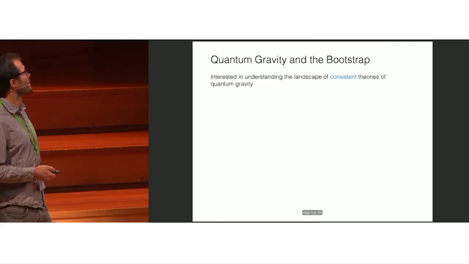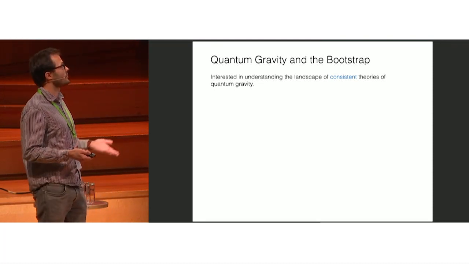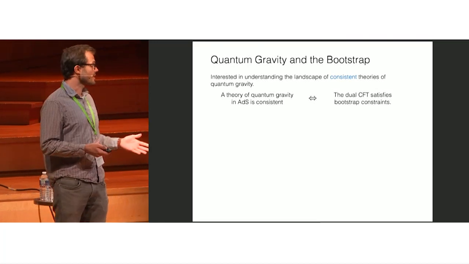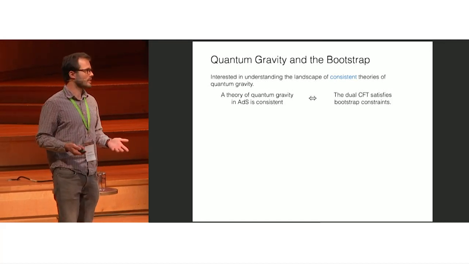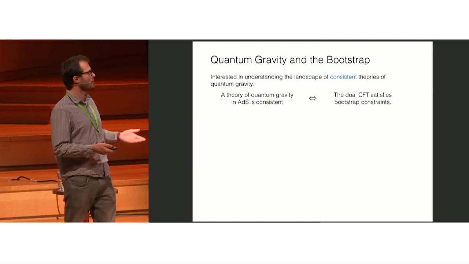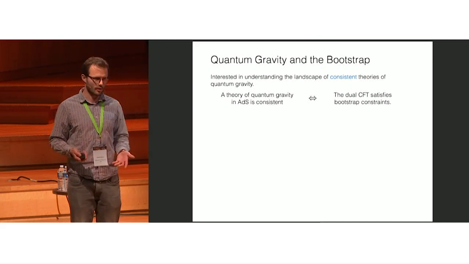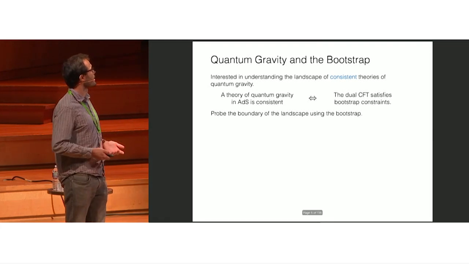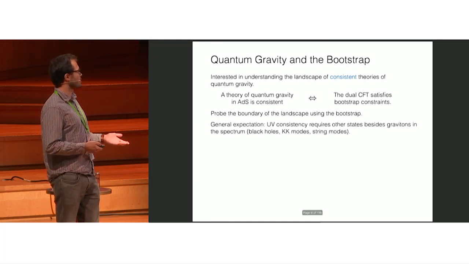So let's begin. The main motivation for the talk is to improve our understanding of the landscape of consistent theories of quantum gravity. And in the talk, I'll focus on theories in AdS, in which case we can say that such a theory is consistent precisely when the dual CFT is consistent. In other words, the dual CFT satisfies all the usual bootstrap constraints. So you can think of it as pretty much the definition of what it means to have a consistent quantum gravity theory in AdS. In other words, we can probe the boundary of the landscape of quantum gravity using the bootstrap.